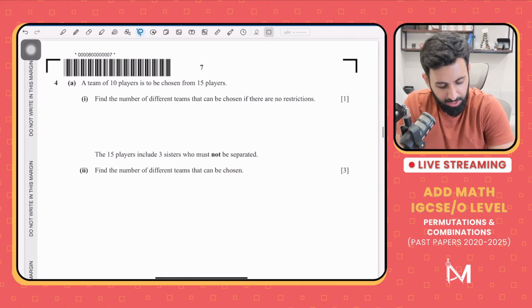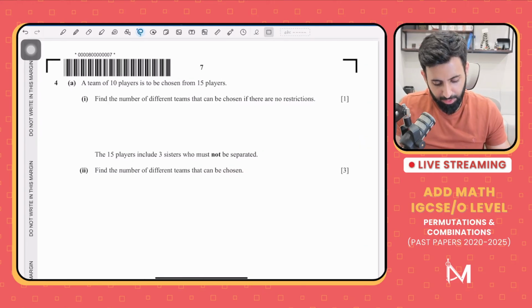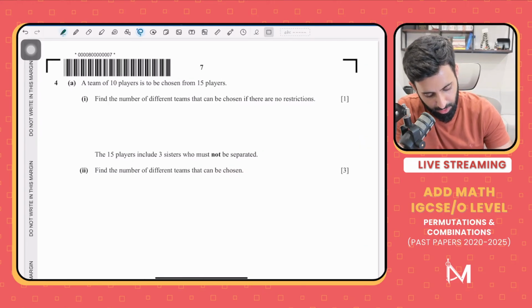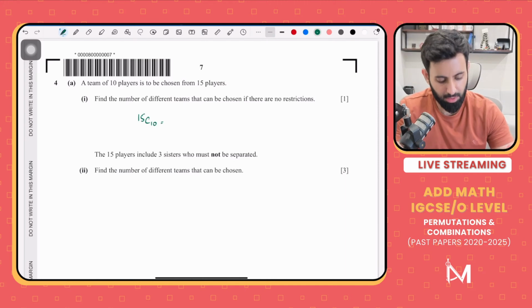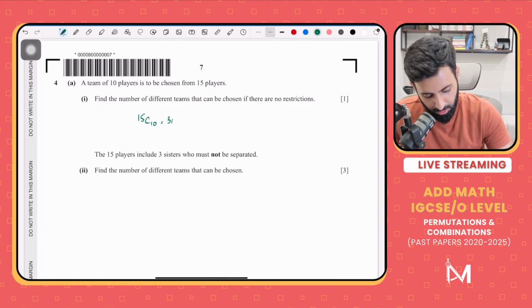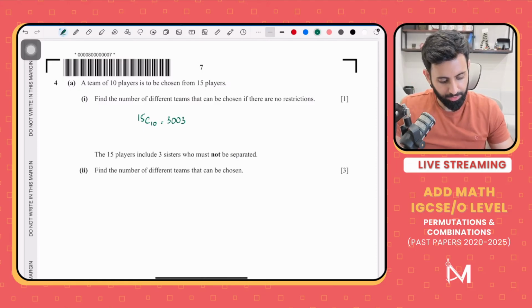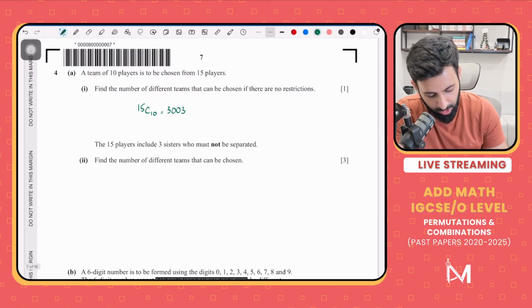A team of 10 players is to be chosen from 15 players. Find the number of different teams that can be chosen if there are no restrictions. All right, so that's pretty straightforward. 15C10. That's the answer. Okay, so 15C10, that's equal to 3003. Here we go. The 15 players include 3 sisters who must not be separated. Find the number of different teams that can be chosen.